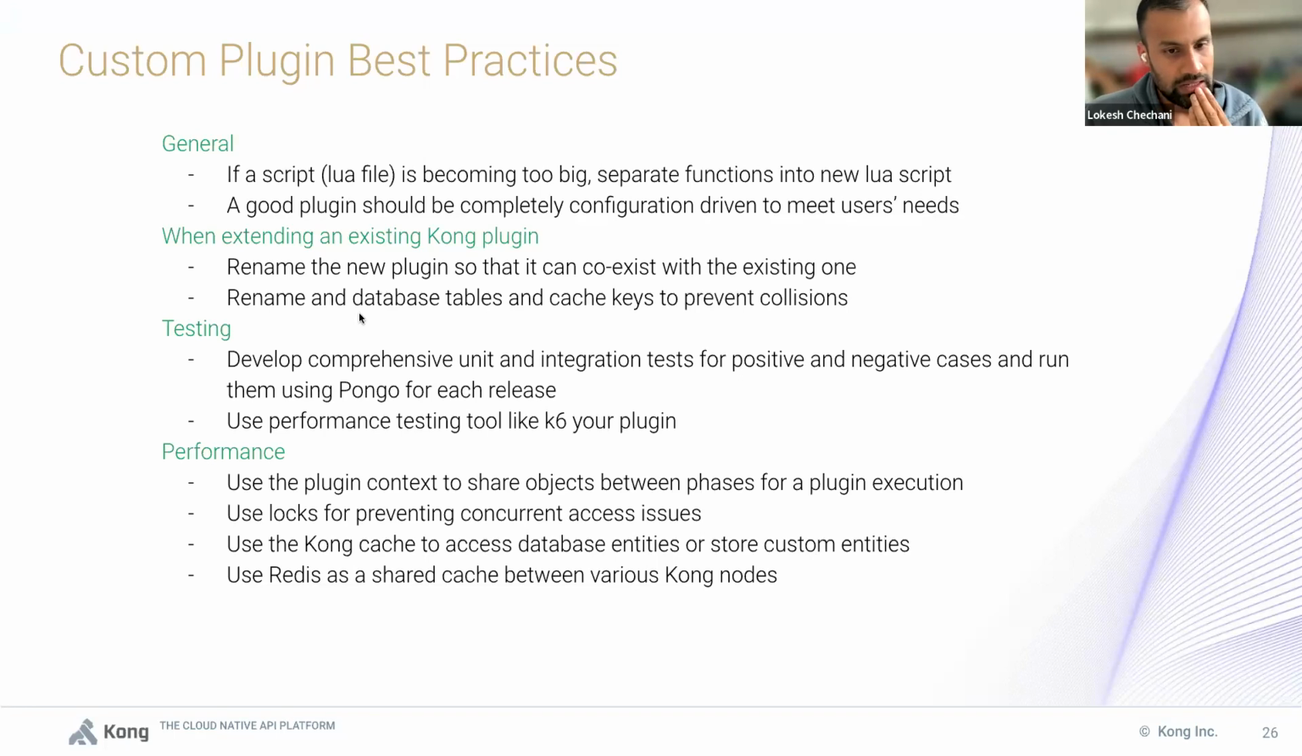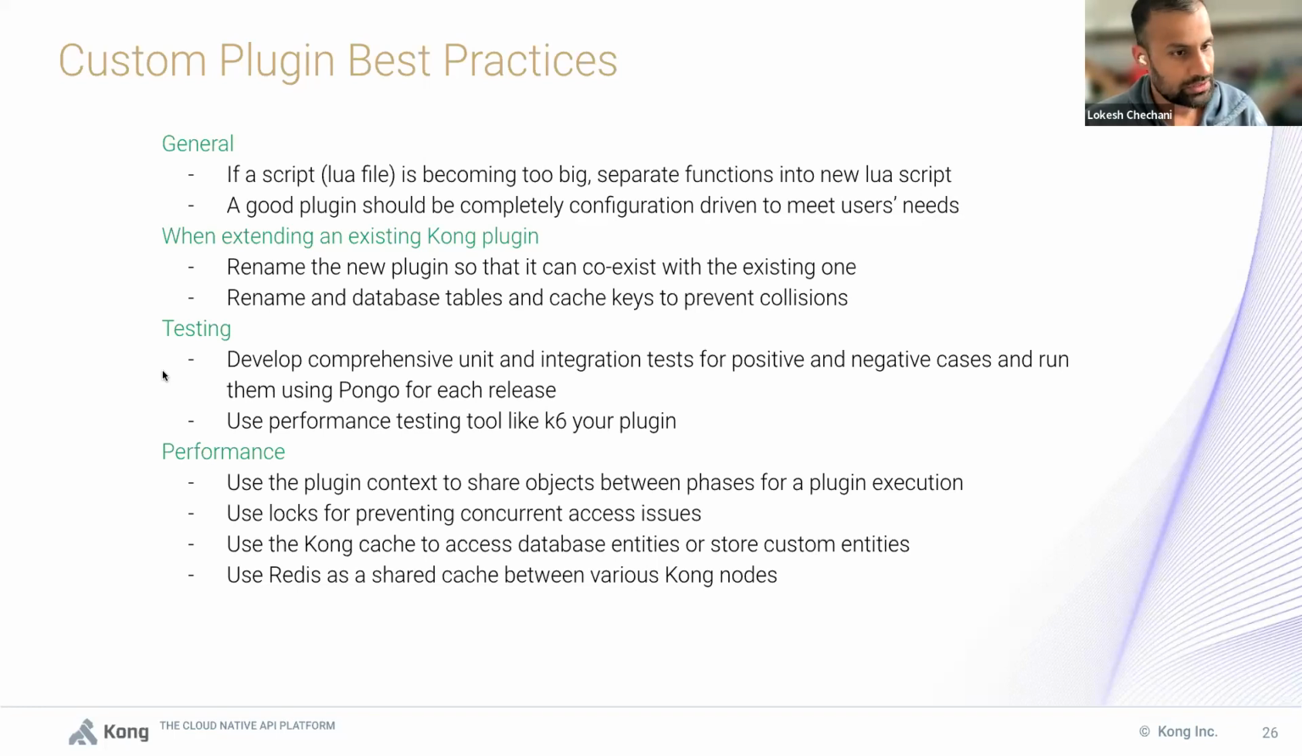Around testing, do as much integration testing as you can, so that you can cover all your edge cases and any issues before deploying into your production. For that, Pongo can help you a lot. If you need performance testing, use a tool like K6, which can give you how performant your plugin is, because bear in mind your plugin can add performance overhead and latency to your API call.